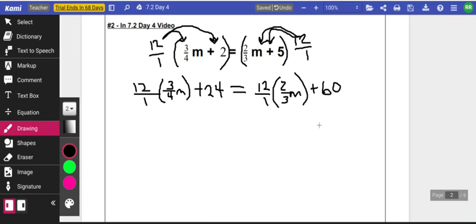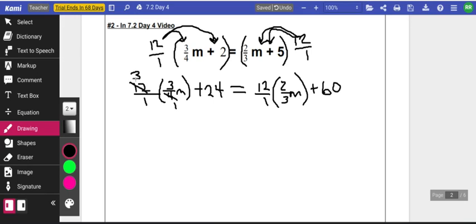Now let's go through and cross simplify. So here I have on the left side 12 over 1 times 3/4 m. I have a 12 on top and a 4 on bottom. 12 over 4, that is 3, right? So I can cross out the 12 and make it a 3, and cross out the 4, make it a 1. You could also say that 12 and 4 are both divisible by 4. So 12 divided by 4 is 3, and 4 divided by 4 is 1.